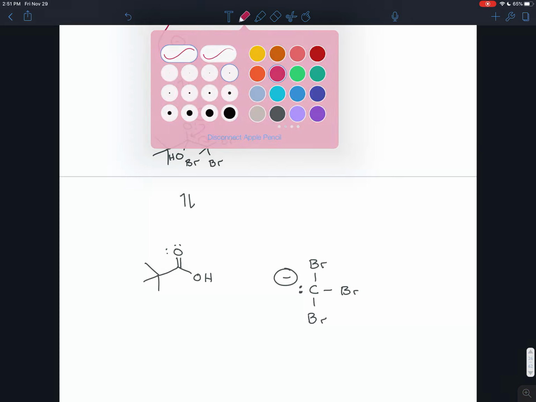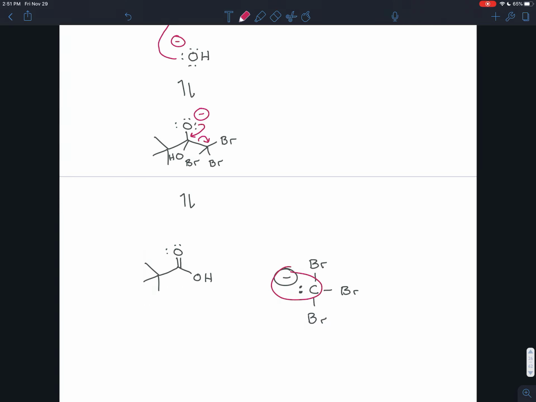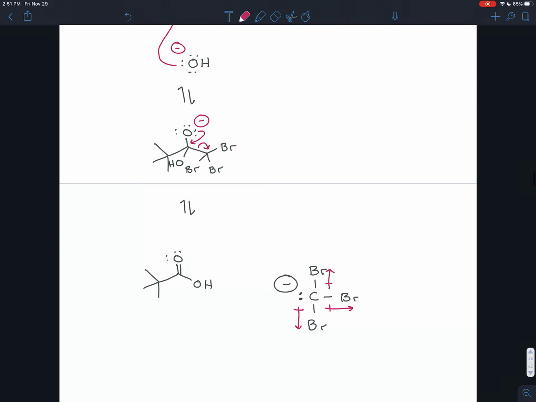The reason why that is a good leaving group and why this is a relatively stable anion is because of the electronegativity of the bromines. These bromines are pulling electron density toward themselves, and that spreads this negative charge out through induction. When electron density gets spread out over multiple atoms because of electronegativity, that's called induction. And that's what stabilizes this. That's why that acts as a good leaving group.